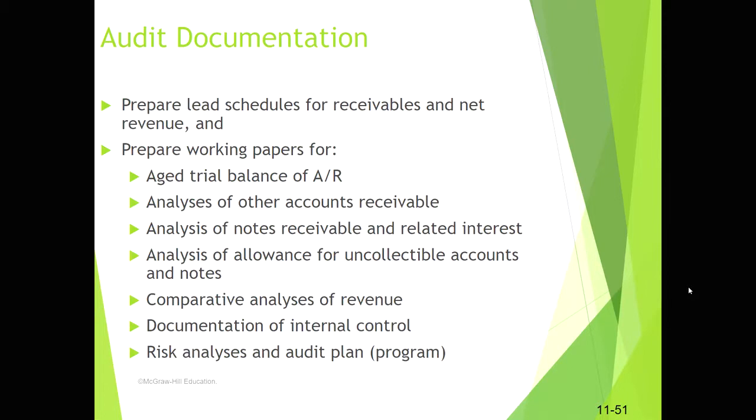And then if you want to see audit documentation, what working papers would be present at the end of the day for AR and sales, you would have lead schedules, one lead schedule for receivables, one lead schedule for revenue, and then you'd have working papers that would support those lead schedules and back up the ultimate conclusion from the auditors around whether the auditors are proposing adjustments to accounts receivable, or proposing adjustments to the allowance account, or proposing adjustments to either gross sales or any of the sales discounts and allowances to get to net sales.